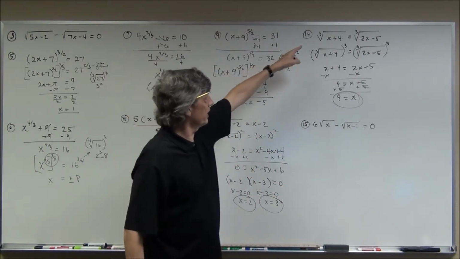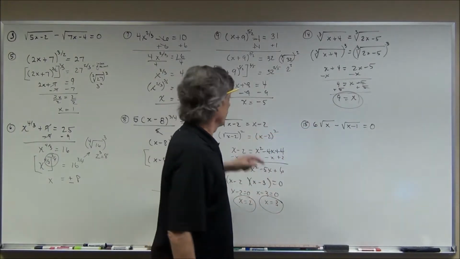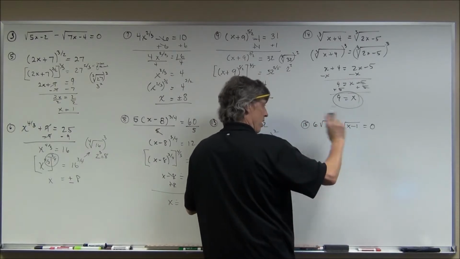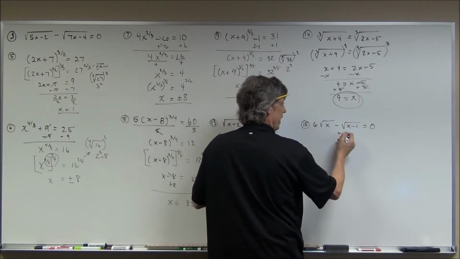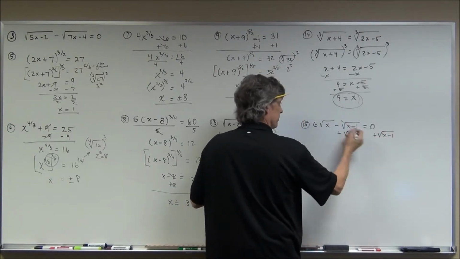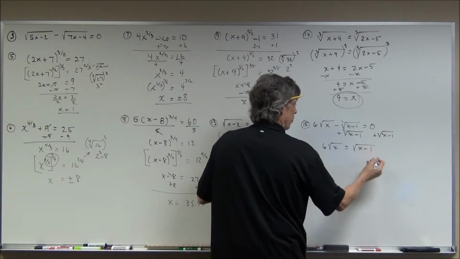Now this one is different than the others. It looks a little like this one, except it's square roots and they're both on the same side. So like the very first example, I want to get one of the radicals all by itself on one side. So I'm going to add the square root of x minus 1 to both sides. I get 6 square roots of x is equal to the square root of x minus 1.